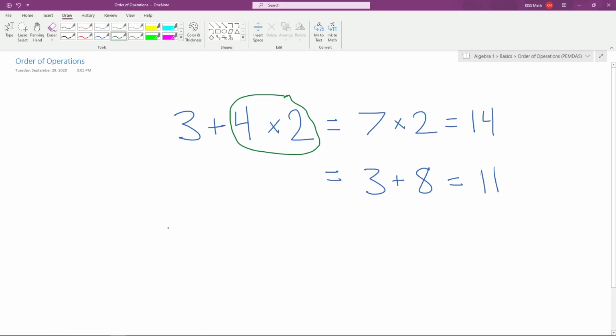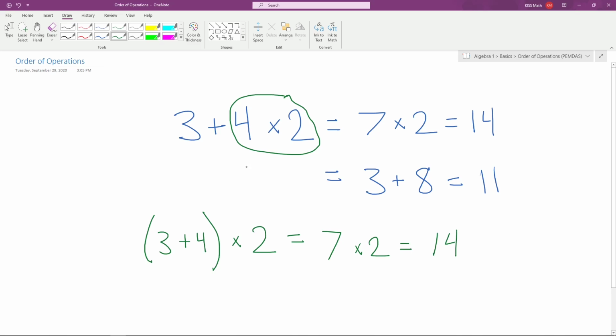But what if instead the equation was written like this? 3 plus 4, in parentheses, times 2. In this case, although the addition of 3 plus 4 is supposed to come after multiplication, it's grouped inside of parentheses. And parentheses is the first thing on the PEMDAS list. So that means we have to actually do this piece first. So if we do that, we get 3 plus 4, which is 7, times 2 equals 14.